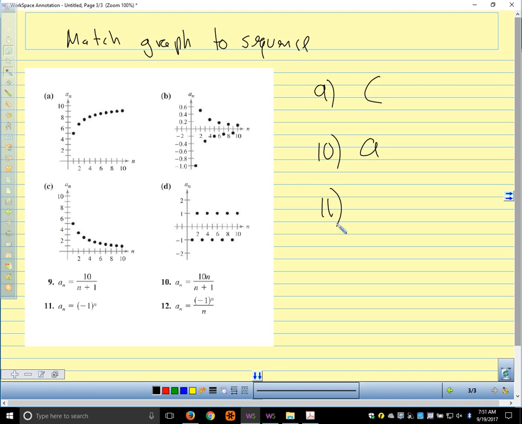D just alternates, right, between positive 1 and negative 1. So that's going to be D. And then 12 has to be D. Whoops. That one's right. They can be D twice. All right. So this one alternates between positive and negative, but the terms get smaller and smaller and smaller.